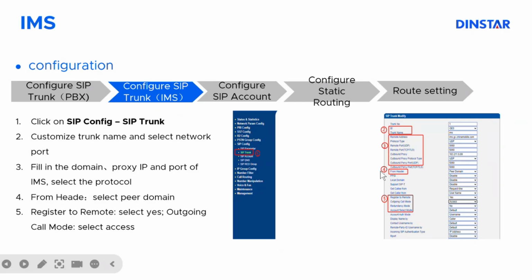Why do we need to set the From header to the peer domain, the IMS domain? That is because IMS usually treats our device as a client. So certain fields may be required depending on the platform. For example, parameters like access may be needed in some cases, but they are not always mandatory.